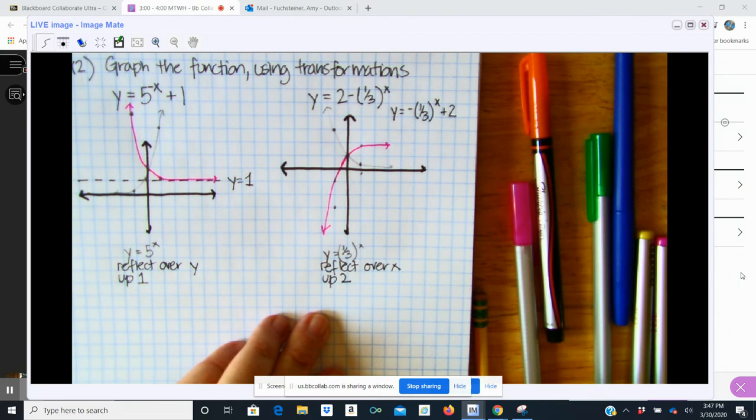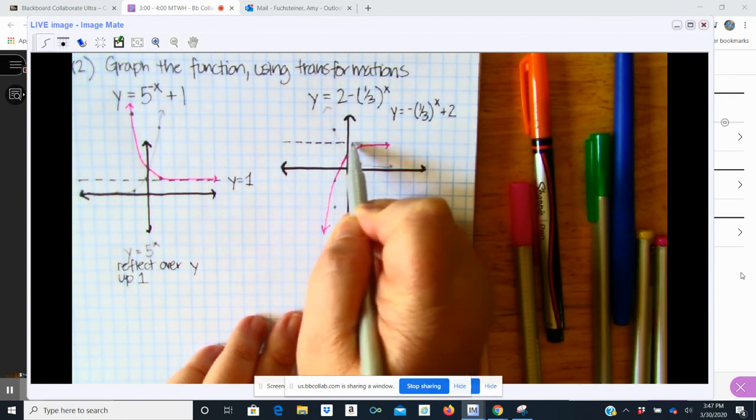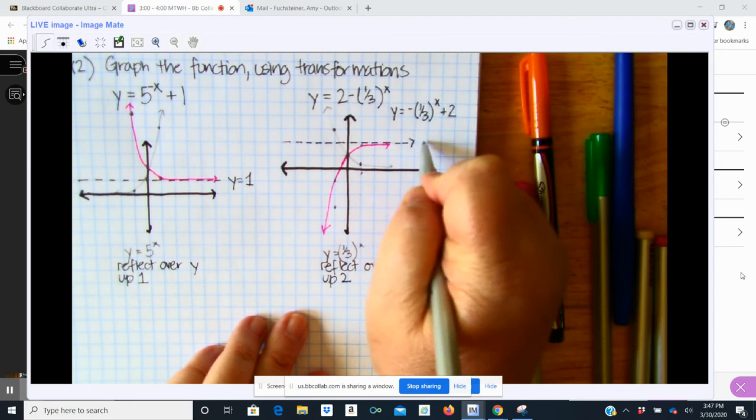Do I have a new asymptote? Yep, since I slid the whole graph up 2, I'm going to have a new asymptote at y equals 2.